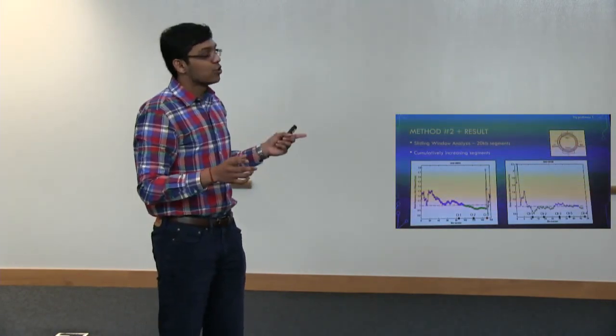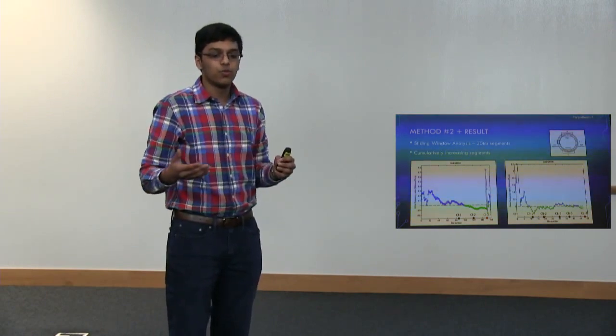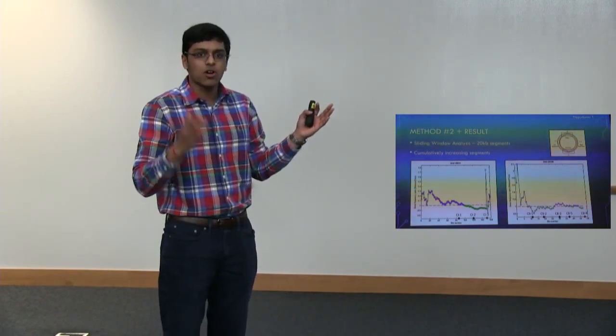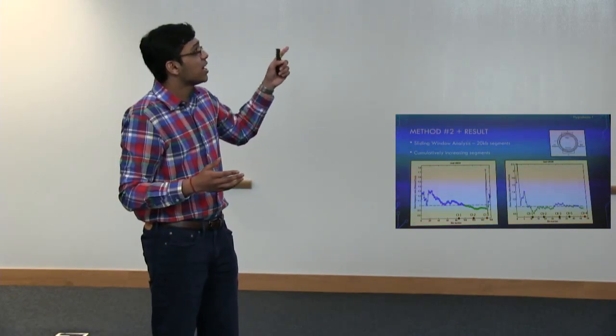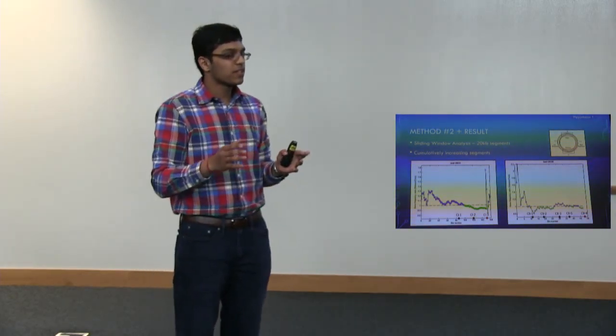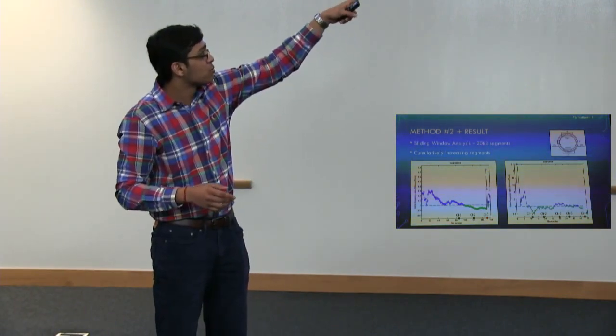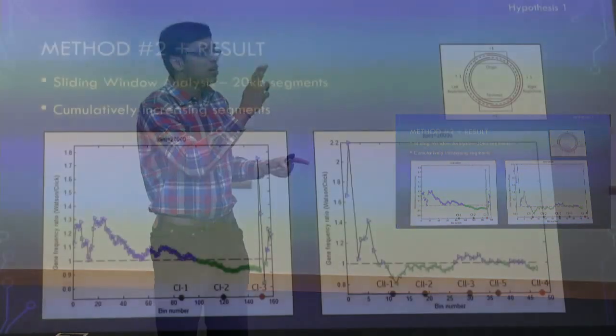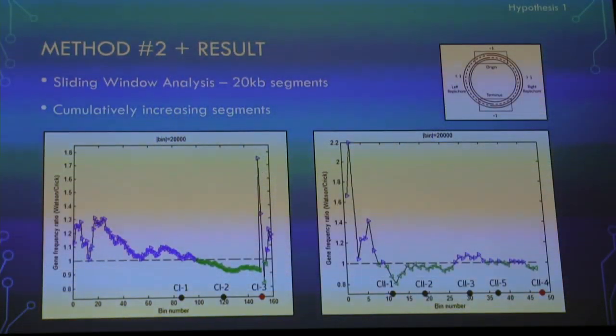Our second method was also to prove where the replication origin is using forward to complement strand ratios. In this, we did a sliding window analysis. It's a bit difficult to explain, but if you imagine that chromosome right there, and you start at the origin, a sliding window analysis is where you have cumulative increasing segments. We did it by 20 kilobases. So the first bin we tested was 20 kilobases. The second was 40, the third was 60, and so on. So it's cumulatively increasing.